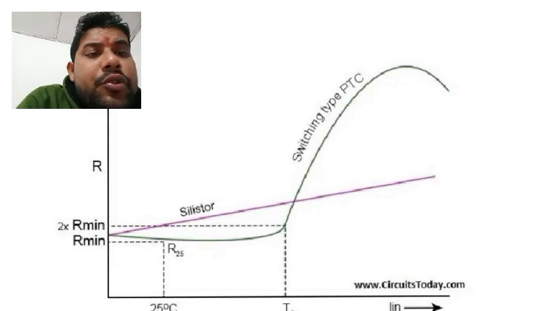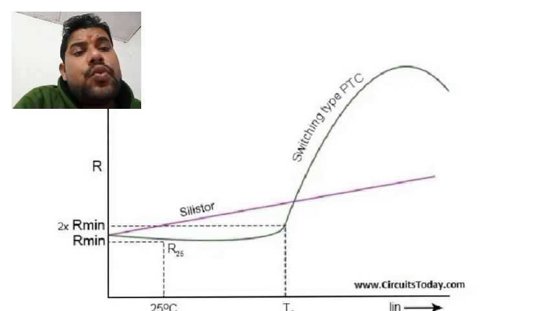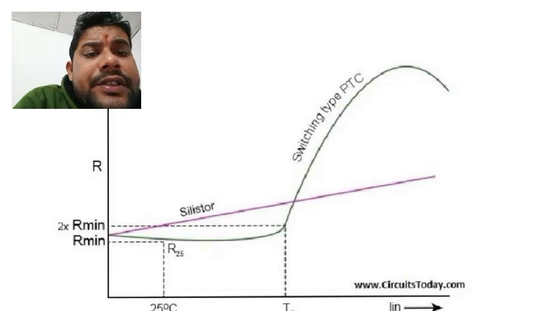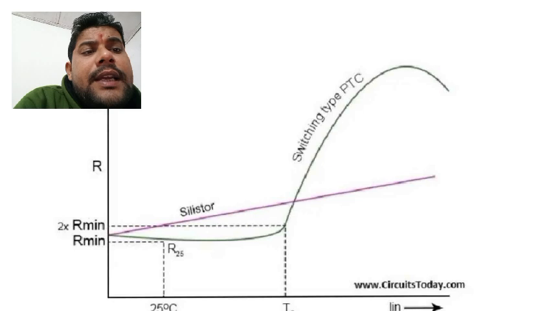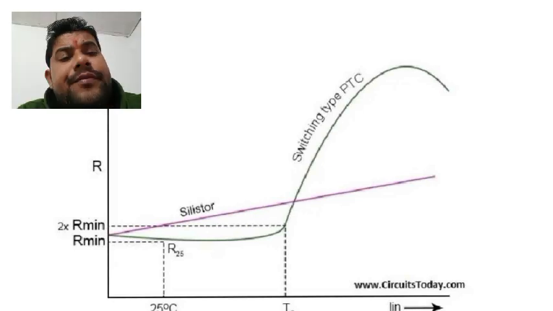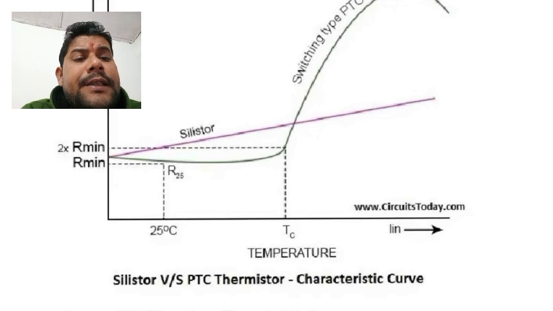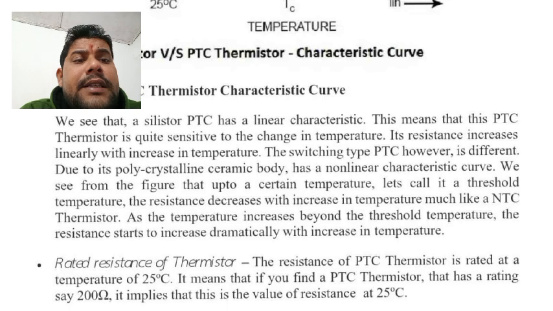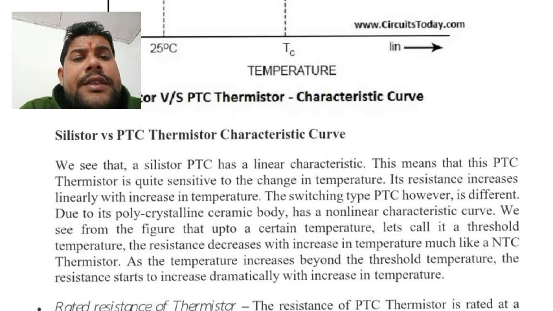There are two types of positive temperature coefficient thermistors. The first is called the Celestor, and the other is the switching type of PTC. We will discuss this in detail later as we discuss this curve. So, Celestor versus switching PTC.